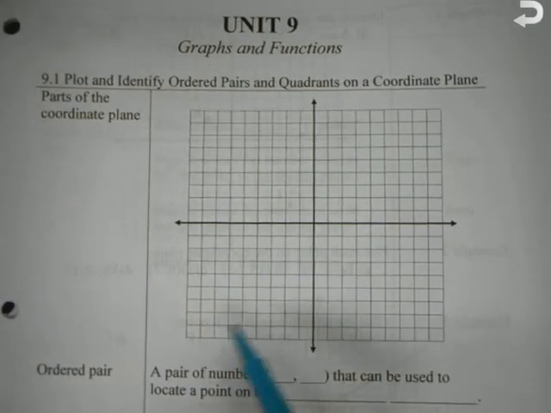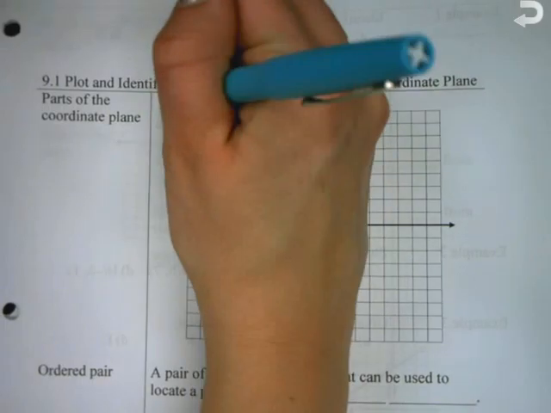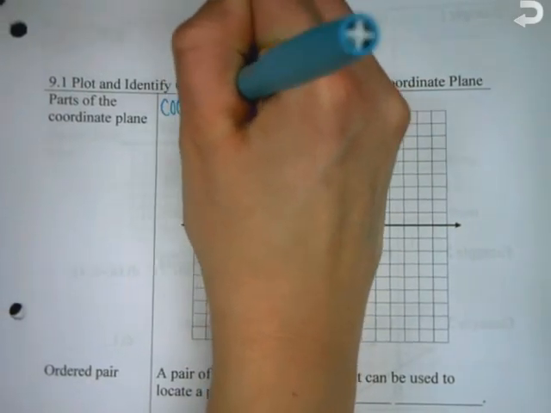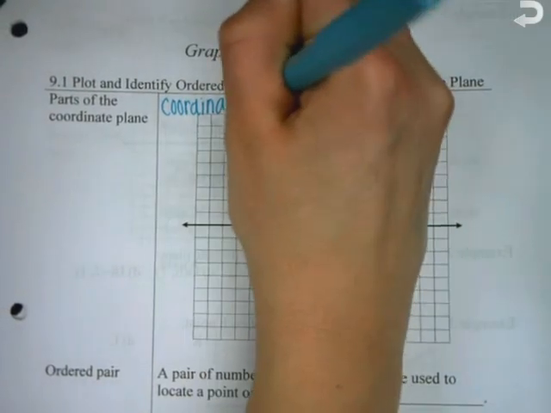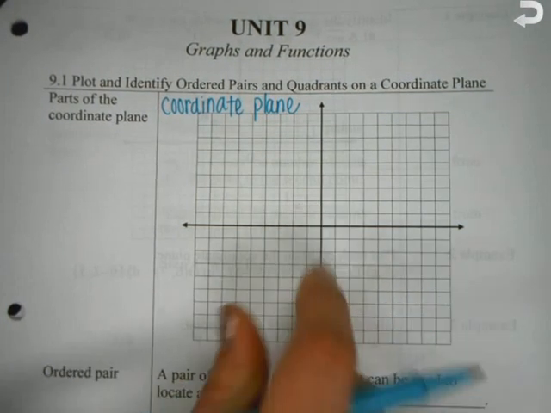This entire graph is what's called the coordinate plane. So let's label that first. Okay, so the entire graph is just called the coordinate plane.